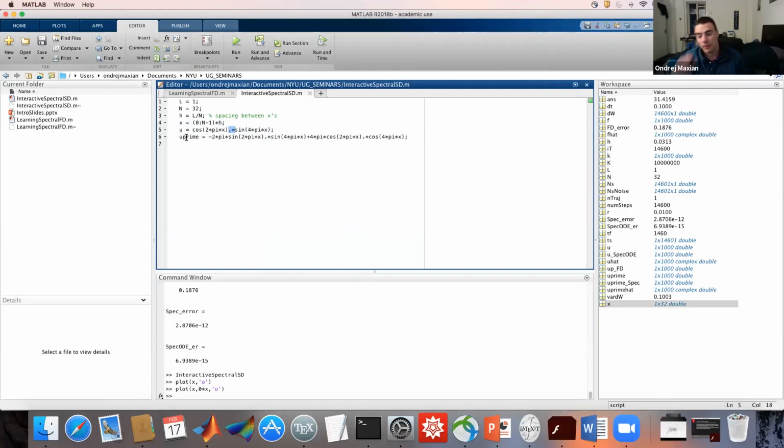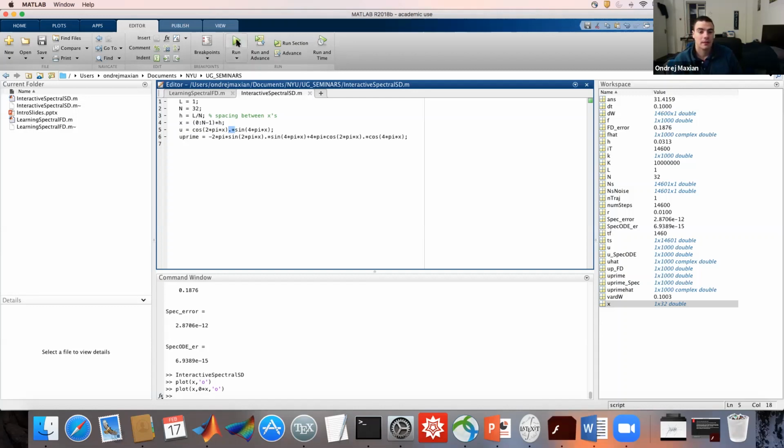And then we know the derivative. So we're going to have the exact derivative, and then we're going to check it against what we get from our Fourier expansion, from our wave number expansion that I just talked about, the basis function technique.